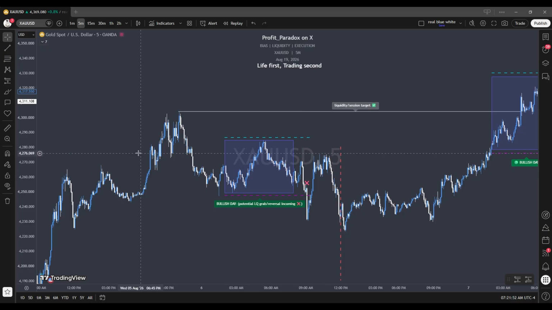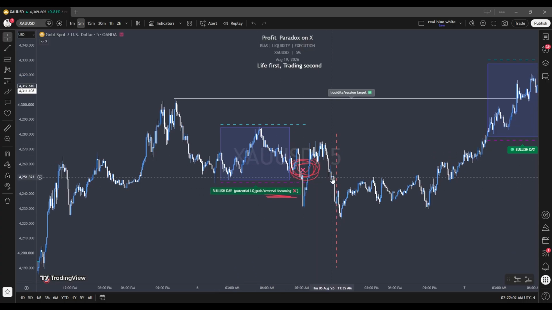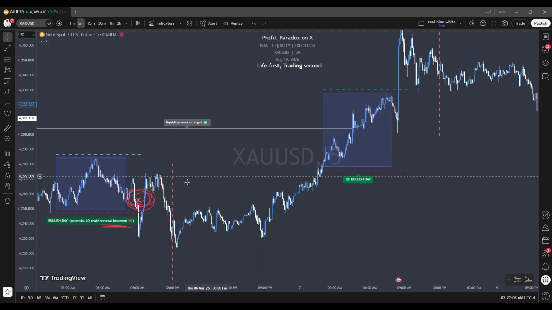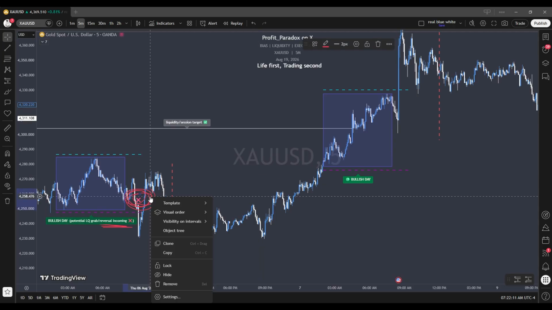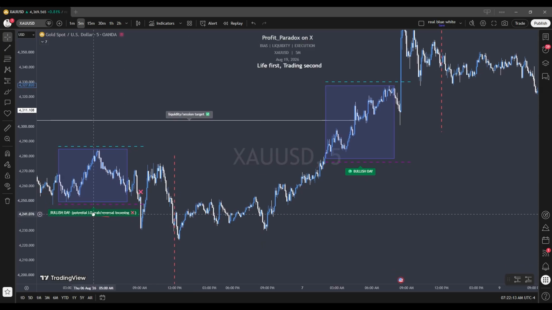However, right here, price warned that there would potentially be a liquidity grab or reversal incoming. And what happened? Price went and grabbed liquidity before delivering higher into the session target. So as I said, it's pretty much accurate.